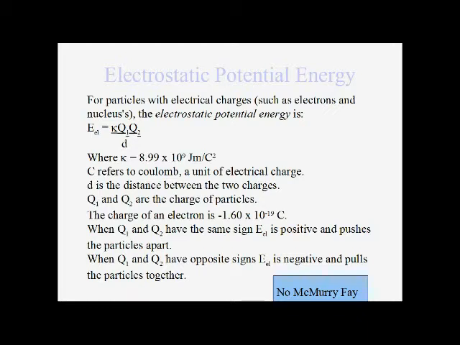We describe our attractive forces in molecules and atoms as electrostatic potential. Electrostatic potential is that opposite charges are attractive, identical charges are repulsive. The electrostatic potential is given by this equation. Electrostatic potential is equal to a constant kappa times Q1, Q2, these are the charges of the particles, and then d is the distance between the two particles.